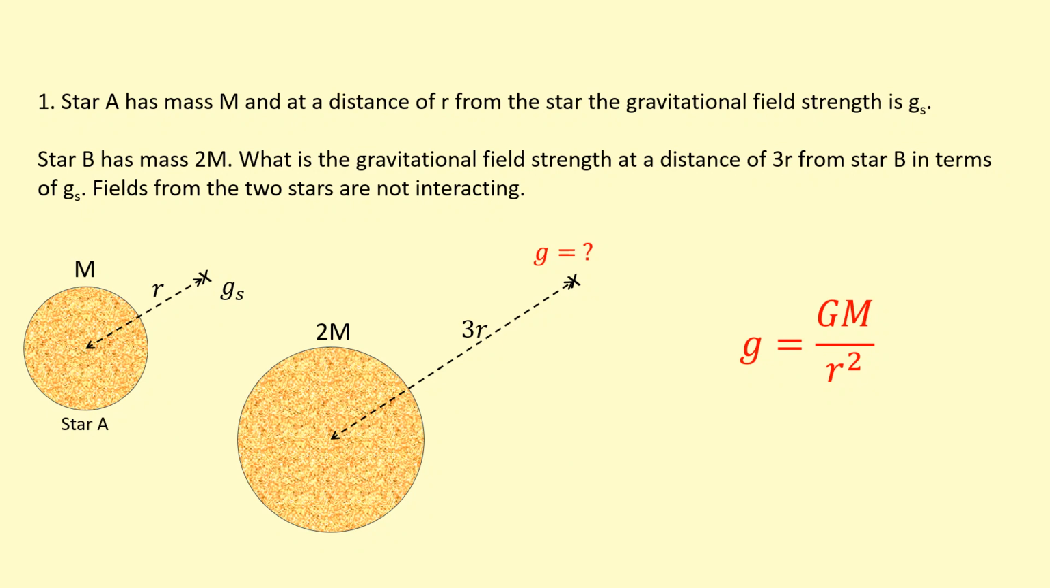The mass of the second star compared to the first star is times 2, and the distance from the center is times 3. But the 3 is being squared, and that's at the bottom as well, so that becomes times 9. So overall, the gravitational field strength at this point we're looking for is going to be 2/9. So the gravitational field strength will be 2/9 GS.